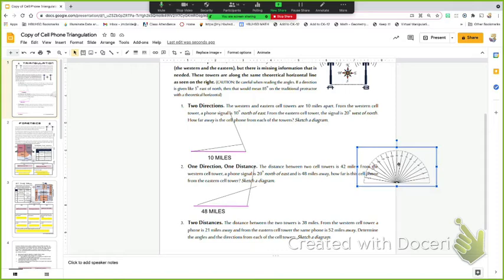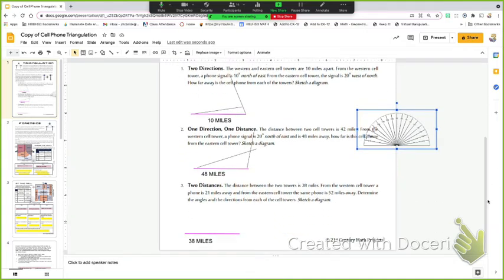Okay, I'm going to have you work on number 3, and I'm going to tell you a little bit about number 3. Even though my one line says 10 miles and my other line says 48 miles, the rest of those sides are in proportion based on that. Because my angles are drawn to scale, the other sides of the triangle are in the right proportion based on 48 miles.